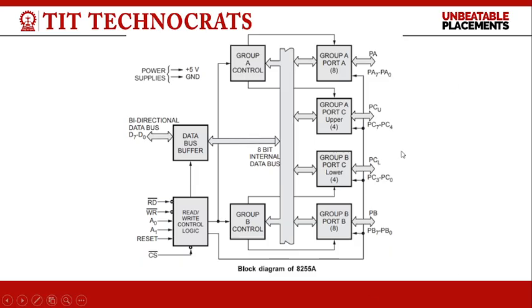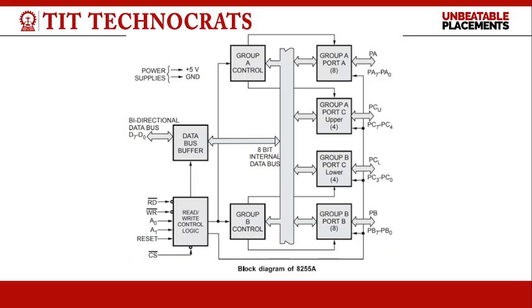Here, group A control and group B control. This control logic is divided into two parts: first is the group A control and second is the group B control. It issues appropriate enabling signals to access the required data, control words or status words. Each of these group A and group B control blocks receives control words from the microprocessor and issues appropriate commands to the ports associated with it.